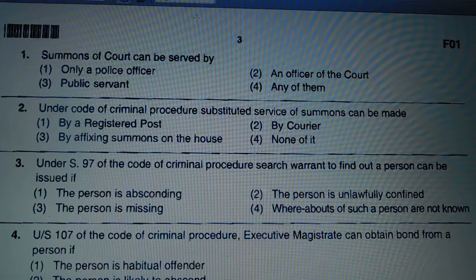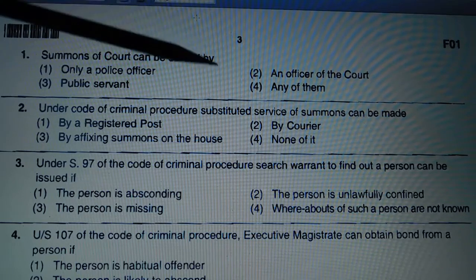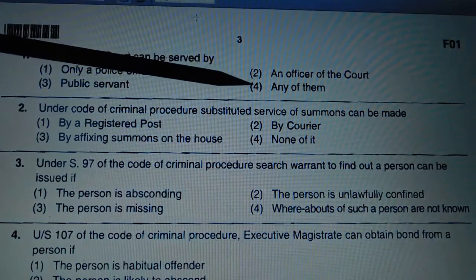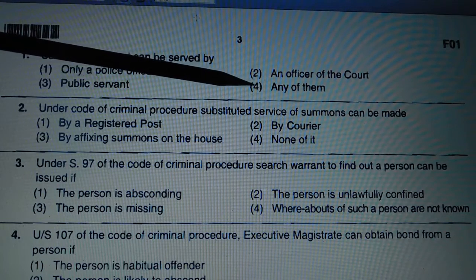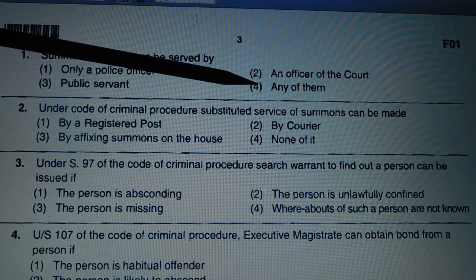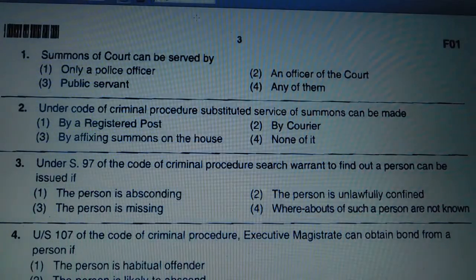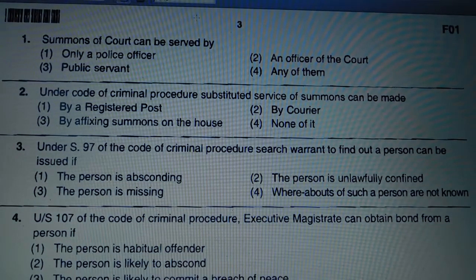Friends, question number 1. Summons of court can be served by. The answer is any of them, means only a police officer, an officer of the court and public servant. Question number 2. Under Code of Criminal Procedure, substituted service of summons can be made. The answer is by affixing summons on the house.